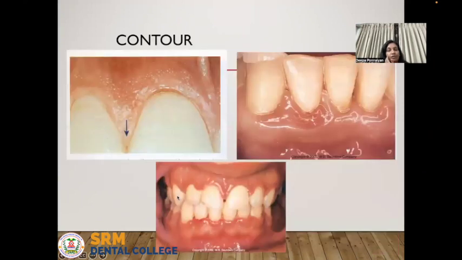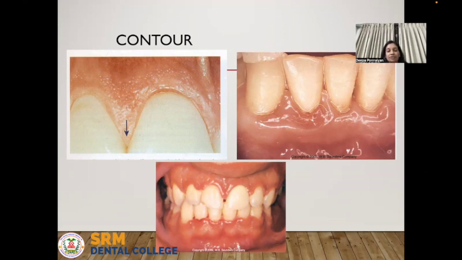So next you check for the contour of the gingiva. What is the contour? It is the shape of the gingiva, how the gingiva adapts to the tooth structure. The gingival contour is usually scalloped. We see a C-shaped gingiva that goes all around the tooth. That shape is called scalloping. So in health, we see scalloping, and sometimes when you have recession or inflammation, you may have a lesser C shape.